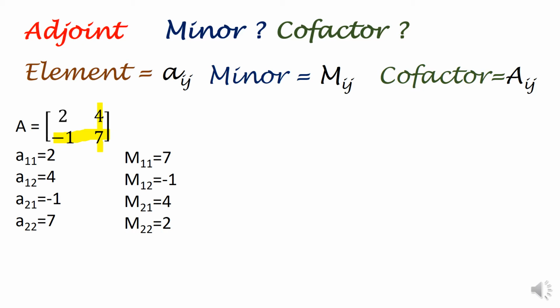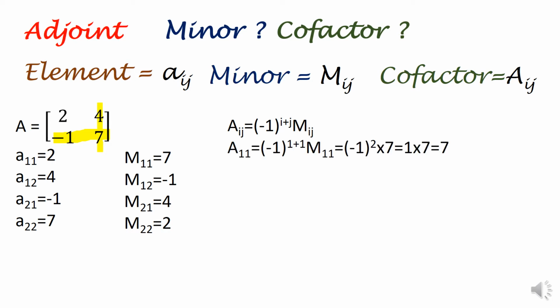Now, how to find the cofactor? Cofactor is found out by the formula Aij is equal to -1 raised to i plus j into Mij. Here i and j correspond to the row number and column number. So -1 raised to i plus j, that is row number plus column number, into Mij, the corresponding minor. That gives us the cofactor, that is Aij. Let us check it out for A11. A11 is equal to -1 raised to 1 plus 1 into M11. That is -1 squared into 7, because M11 is 7, as you can see over here.